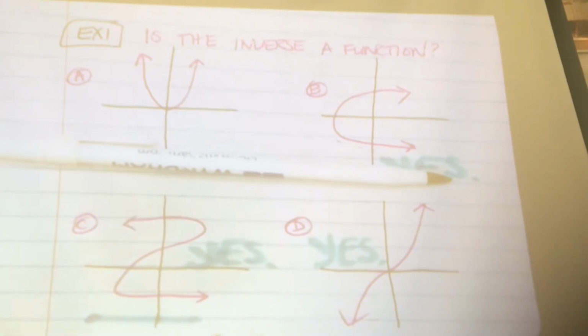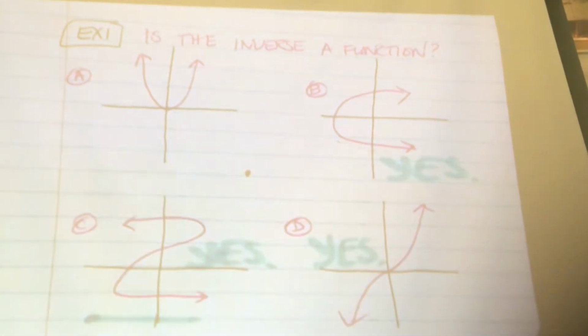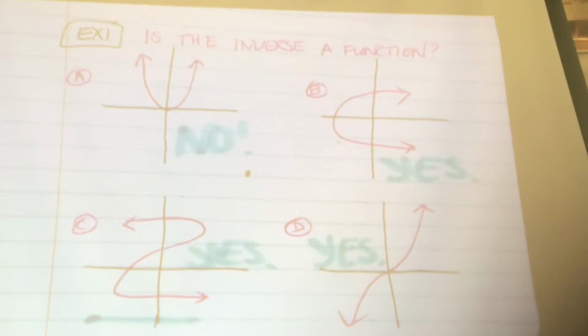Group 1, who's in seat A? What did you get? Yes or no? Okay, so I do the horizontal line test. No, because it fails. Very good. It definitely hits, look, twice, twice, twice, twice. This is a super duper fail. Any questions on example 1?